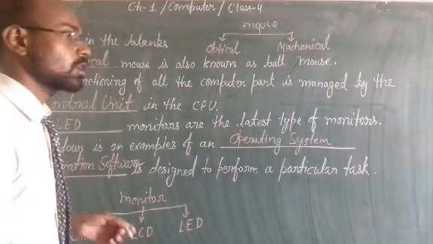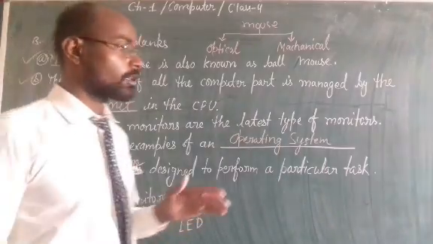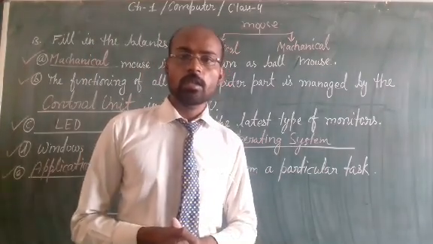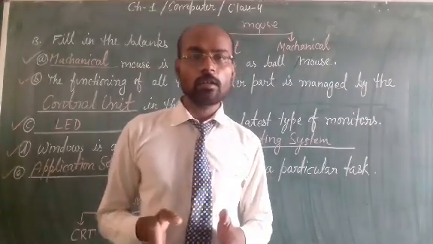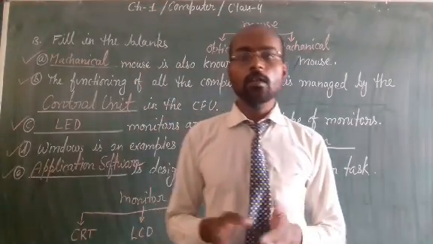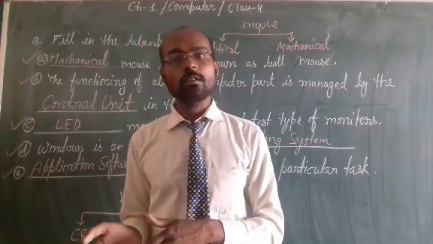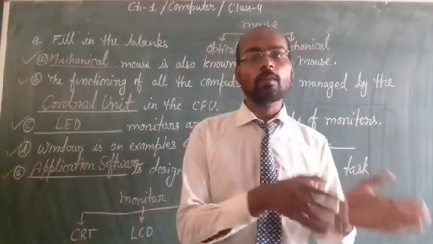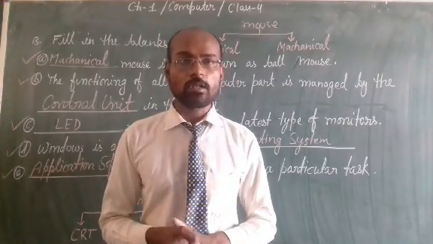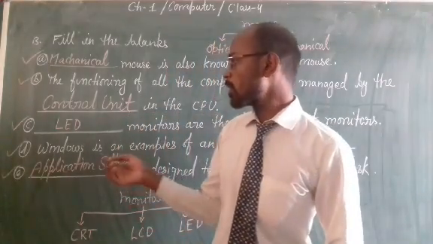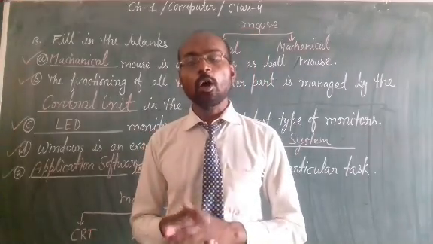And question number third is, LED monitors are the latest type of monitor. Students, there are three types of monitor. First is CRT, second is LCD, third is LED. CRT is the earlier monitor, then after that LCD and then after that LED. LED is the latest type of monitor. And the next question number 4 is, Windows is an example of an operating system.